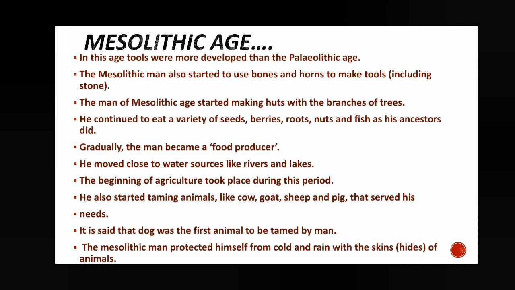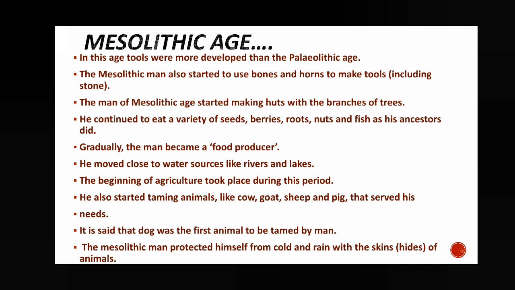But now in the Mesolithic age, people started to make their huts. And huts means by which thing? Branches of trees and leaves of the trees. That is the difference. He continued to eat, that is same like the Paleolithic age, what type of things they were eating. But here another huge difference is present.